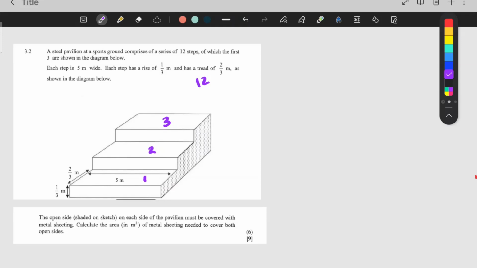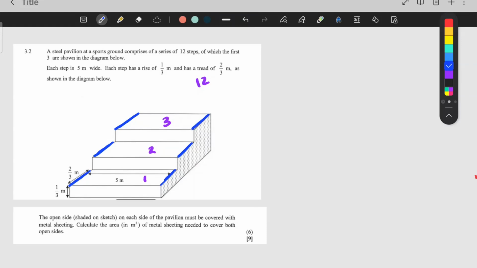Each step is 5 meters wide. Okay, so they showed us here 5 meters wide. Then each step has a rise of a third of a meter. Yes, so each rise there is a third of a meter. And then it has a tread of 2/3 of a meter. So 2/3, 2/3, 2/3. So this is also 2/3.